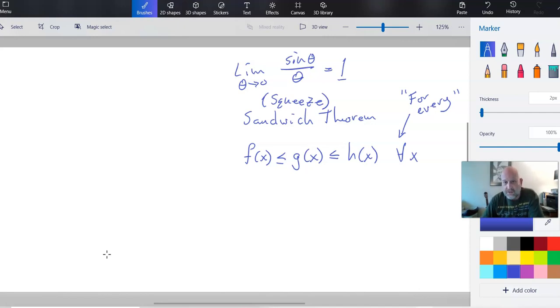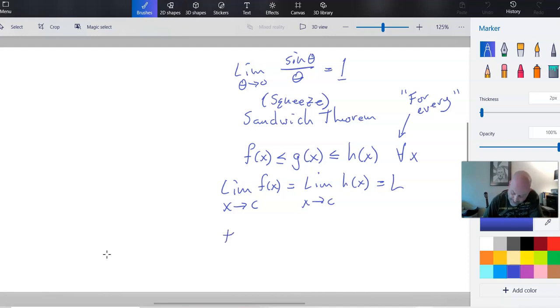This is the idea. If you can sandwich a function between two other functions, and the limit as x approaches some value of f of x is equal to the limit as x approaches the same value of h of x, and that's equal to some value L, then if I take the limit of g of x going to the same value, I'm also going to get L.